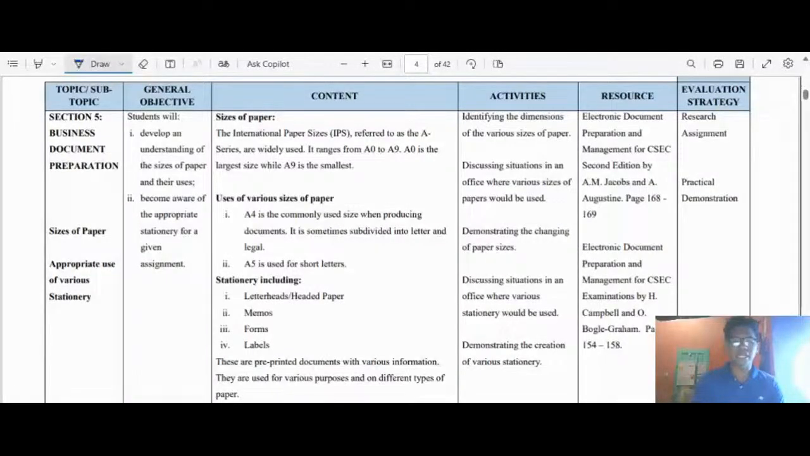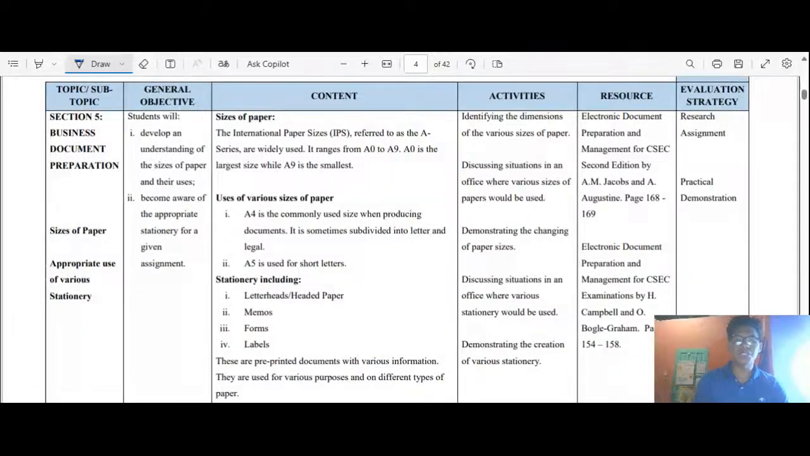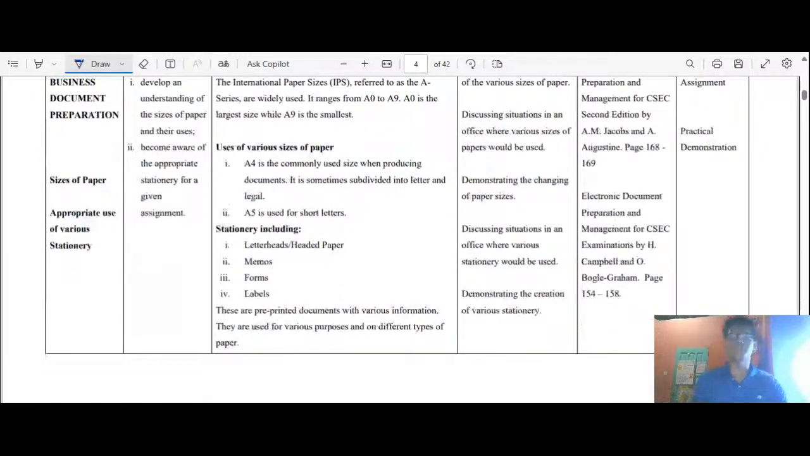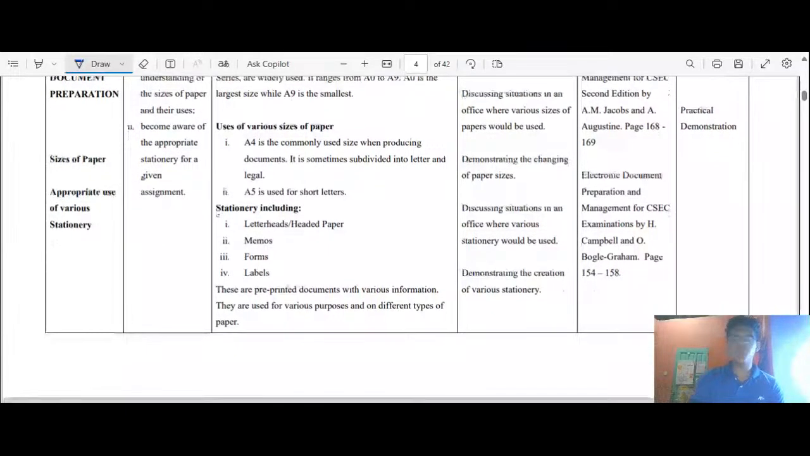International paper size, IPS, is the international paper size. If you see IPS, that is usually referring to the international paper size. It is widely used and ranges from A0 to A9. A0 is the largest size, while A9 is the smallest, so there's a differentiation between sizes. There are uses for various sizes of paper. When you're doing EDPM, you have to use different sizes of paper for different purposes. That's what it simplistically means.